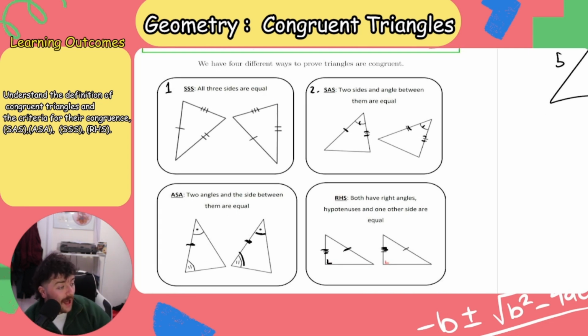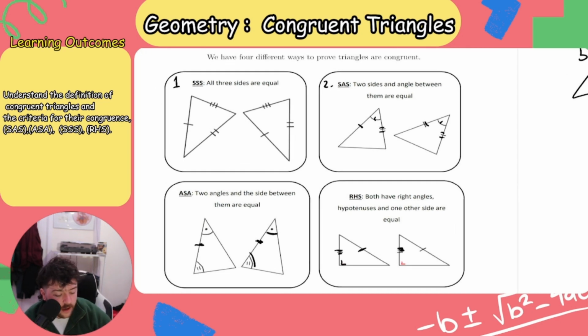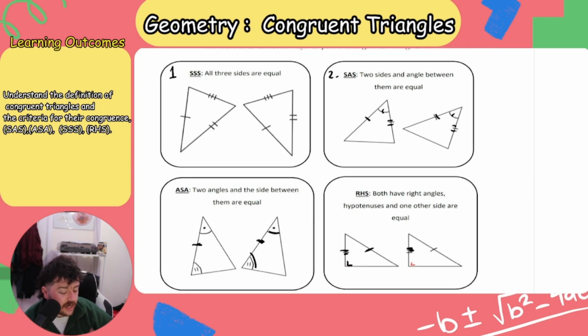And before you ask, no, we don't have a rule for angle, side, side. Get over it. Grow up. No, we don't have a rule for angle, side, side. Yuck. Anyway, so we have the 4 rules: side, side, side; side, angle, side; angle, side, angle; and right angle, hypotenuse, side.